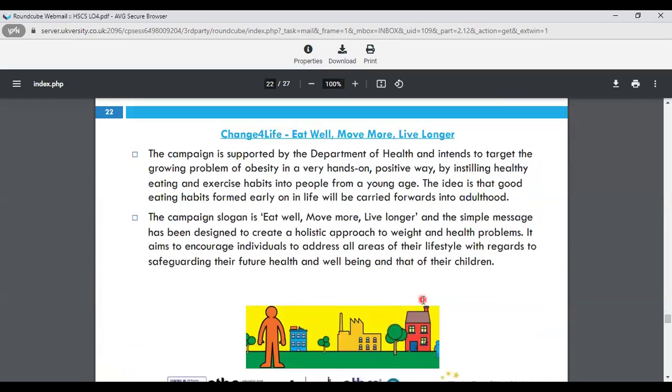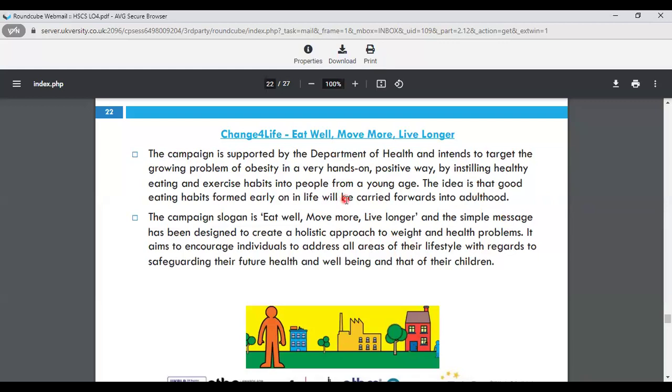So what is Change4Life? Eat well, move more, live longer. That's their theory. The campaign is supported by the Department of Health, DOH, and intends to target the growing problem of obesity in a very hands-on, positive way by instilling healthy eating and exercise habits into people from a very young age. The idea is that good eating habits formed early in life will be carried forward into adulthood. That's mostly the case, but sometimes it's not.